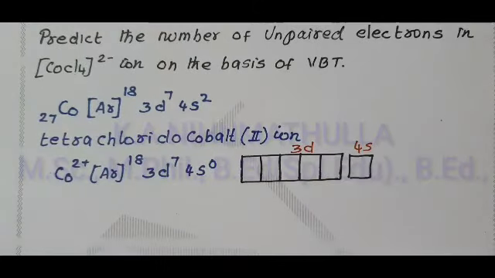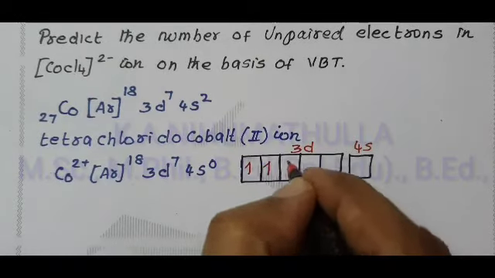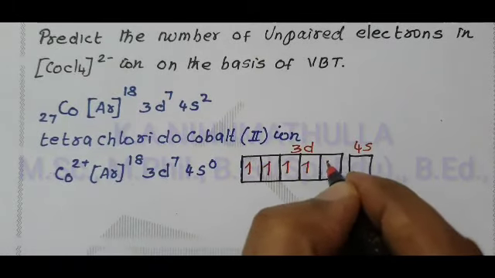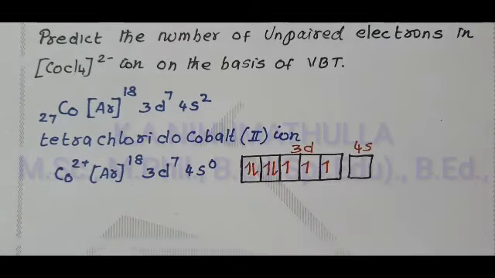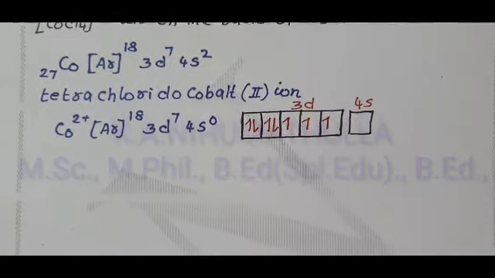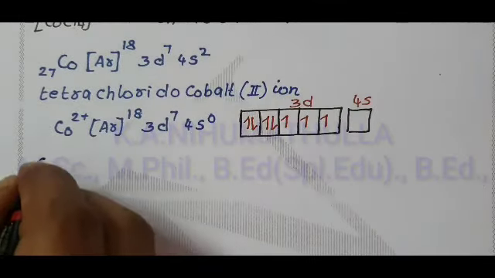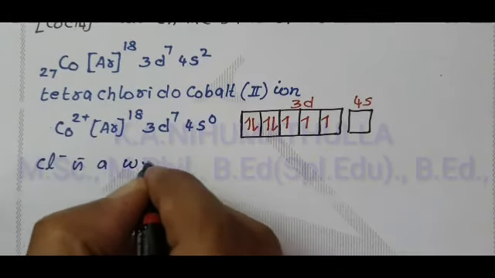How many electrons in 3d? 7 electrons: 1, 2, 3, 4, 5, 6, 7. According to Hund's rule, we have to fill the electrons singly in the same energy orbitals. Write the nature of the ligand. The ligand in the given complex is Cl-. Cl- is a weak field ligand.